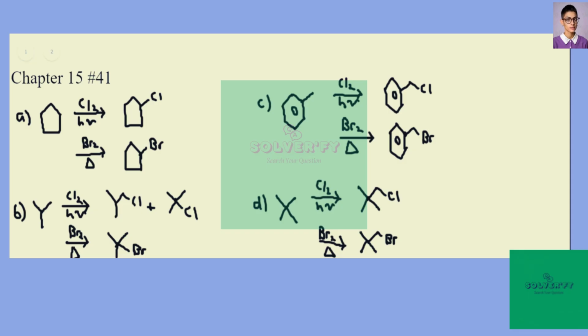And what must be true about the structure of a reactant for both reactions to form a single product? The answer there would be that there must only be one type of carbon-hydrogen bond available for reaction, because if there is more than one type, the chlorine will react everywhere that it can. And so that's the answer to chapter 15, problem number 41.